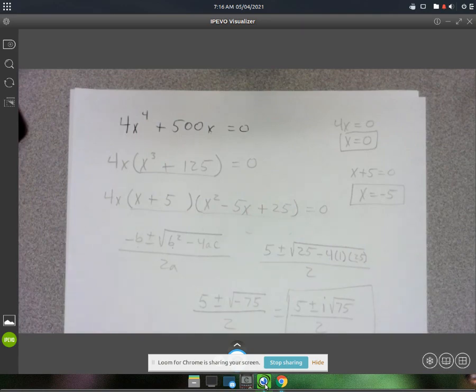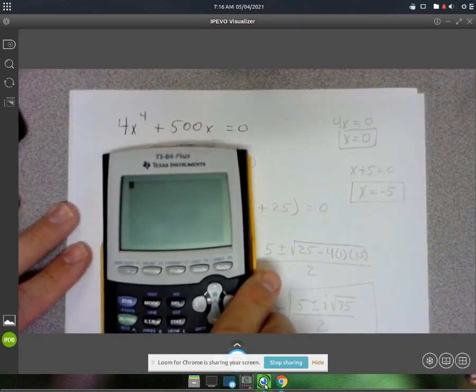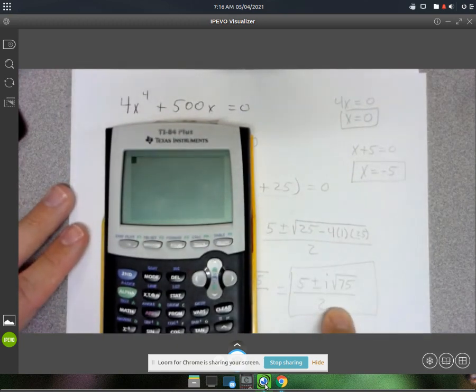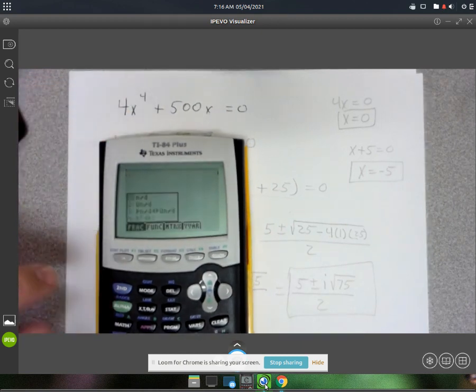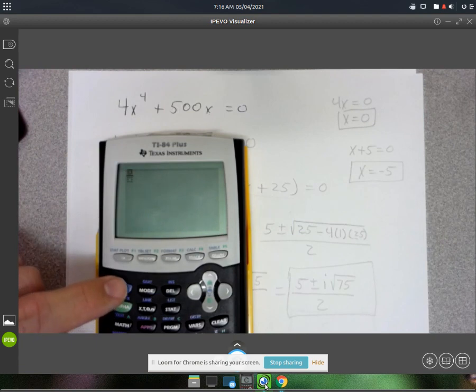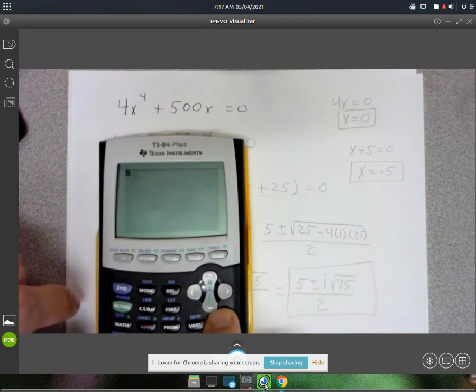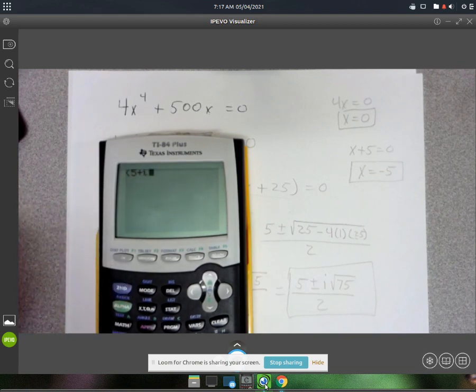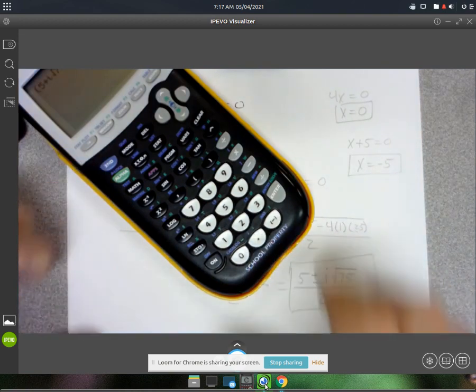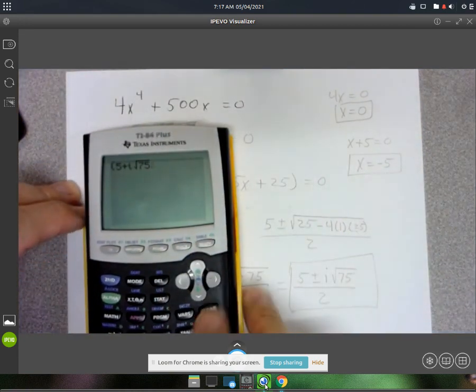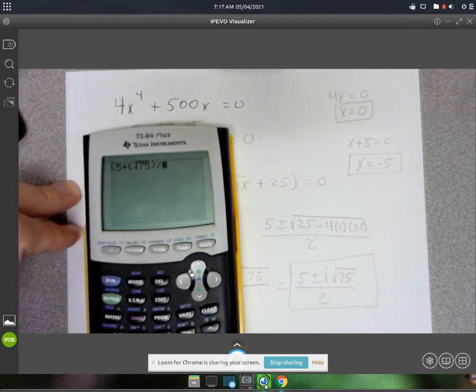If you want to check your answer doing this, I'm going to take this nasty complex answer and plug it in for x up here. Remember, you cannot use the alpha y equals menu when you're doing complex numbers. So what we're going to do is wrap the numerator in parentheses: 5 plus i root 75. Remember, your i button is right here, so it's second and then a little decimal. Then close parentheses on the top, divided by 2, stored to x.